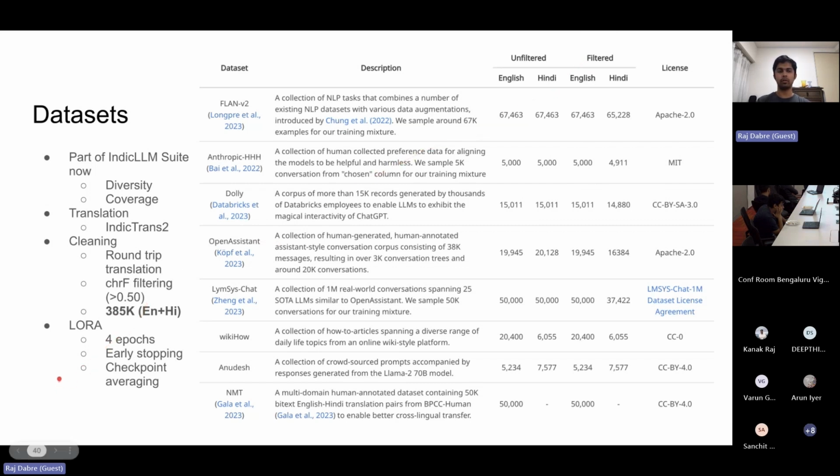So how did we fine tune? We simply used LoRA. We also did full fine tuning, but found out that full fine tuning was not so viable. So we took LoRA and fine tuned the model for 4 epochs. We used early stopping and checkpoint averaging.